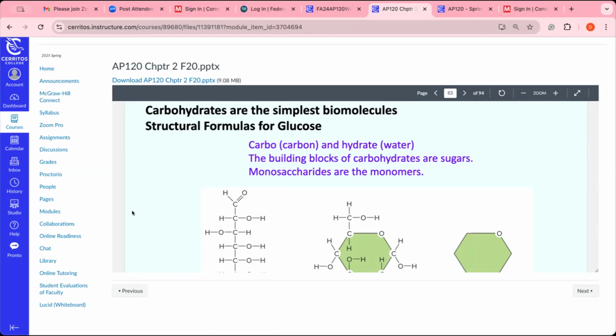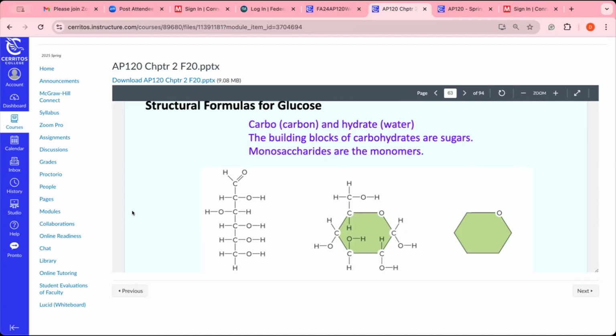So basically you have monosaccharides, disaccharides, trisaccharides, and polysaccharides. That's just how many chains you have going. Monosaccharides are monomers. They're single chains of glucose molecule. They're the single chains of carbon.